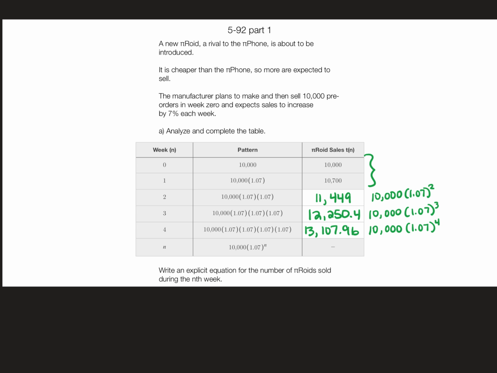Now let's write our explicit equation. So remember, this is also geometric because we are multiplying to get each of the next terms. So we use the same expression where A is our 0 term and R is our rate of increase. So T of n would be A is 10,000 times our rate of increase, which is 1.07, raised to the nth power. And maybe you noticed that is actually what was written here in for the nth term.